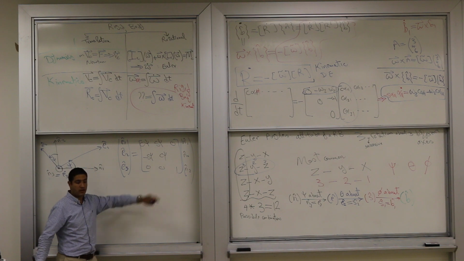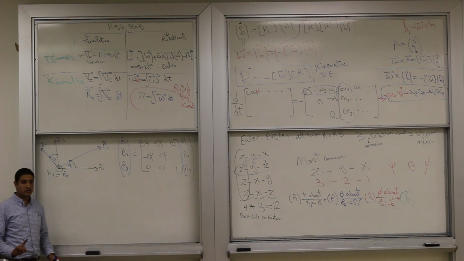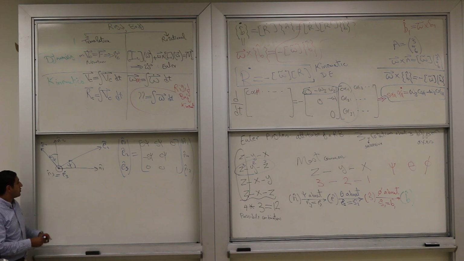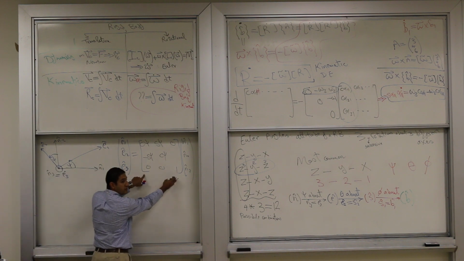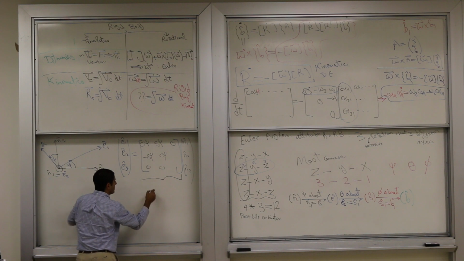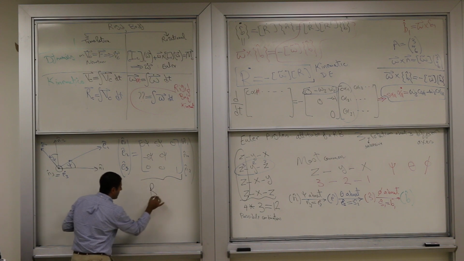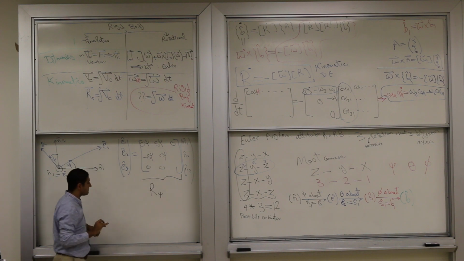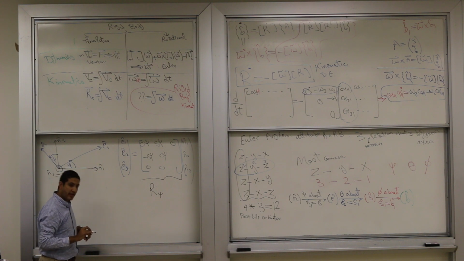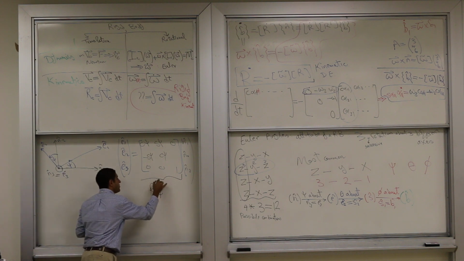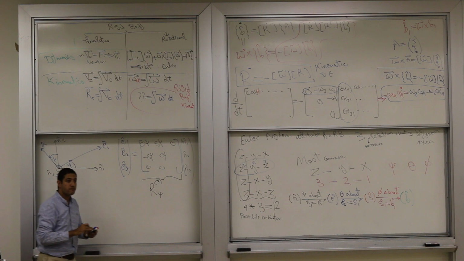So I will call this a rotation matrix, right? By an angle psi, I'll give it a subscript like this: by an angle psi, about the third axis. Okay?